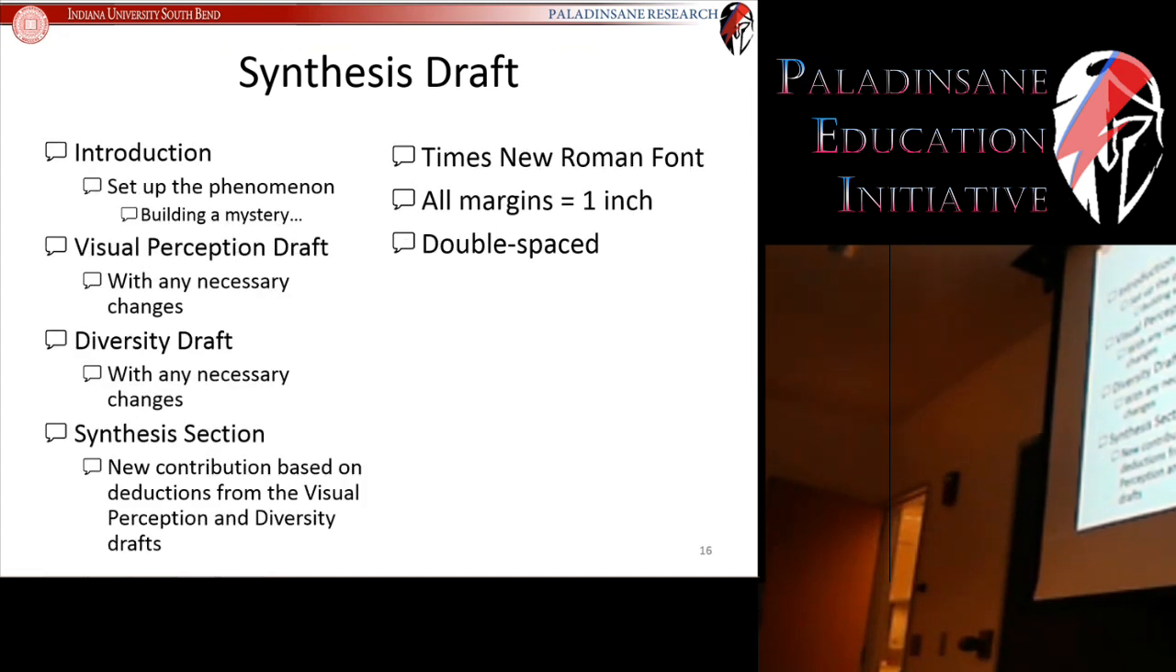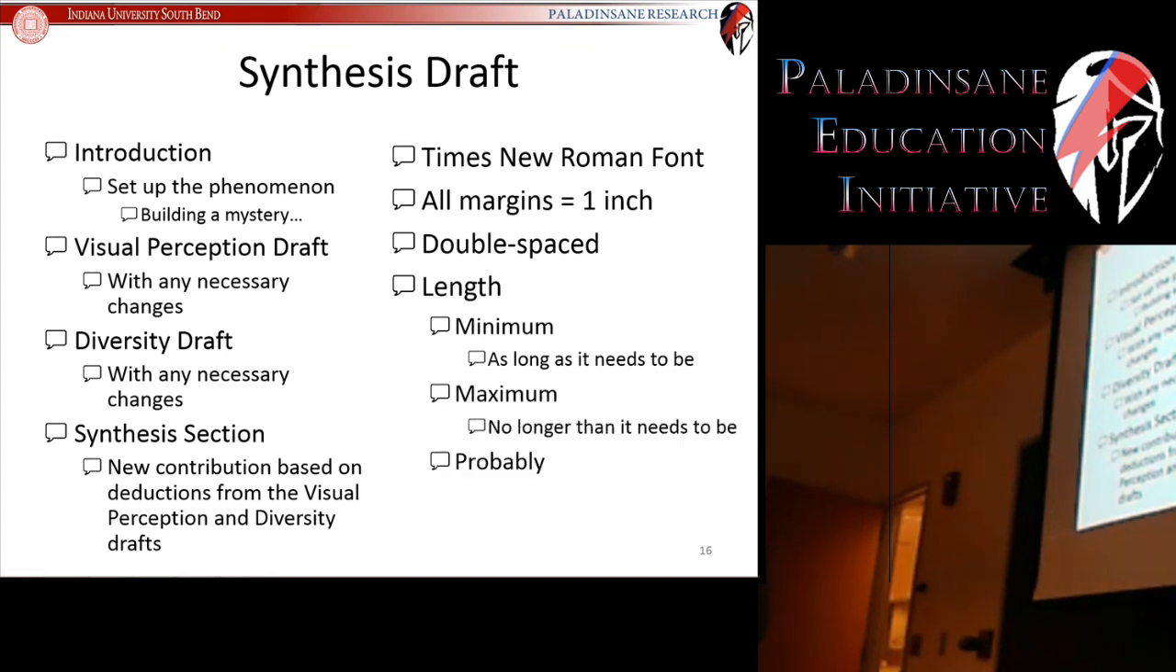So all of this together, we're still going to keep it Times New Roman font, 1-inch margins all around. Length, once again, what we've seen before, no longer than it needs to be. For this one, probably we're going to get to 21 to 24 pages, depending upon how long your introduction and your synthesis section is. So remember, 7 to 8-ish for the perception draft, 7 to 8-ish for the diversity draft. All together with the synthesis and the introduction, once again, 7 to 8-ish pages. All together, it's going to be 21 to 24 pages in length.